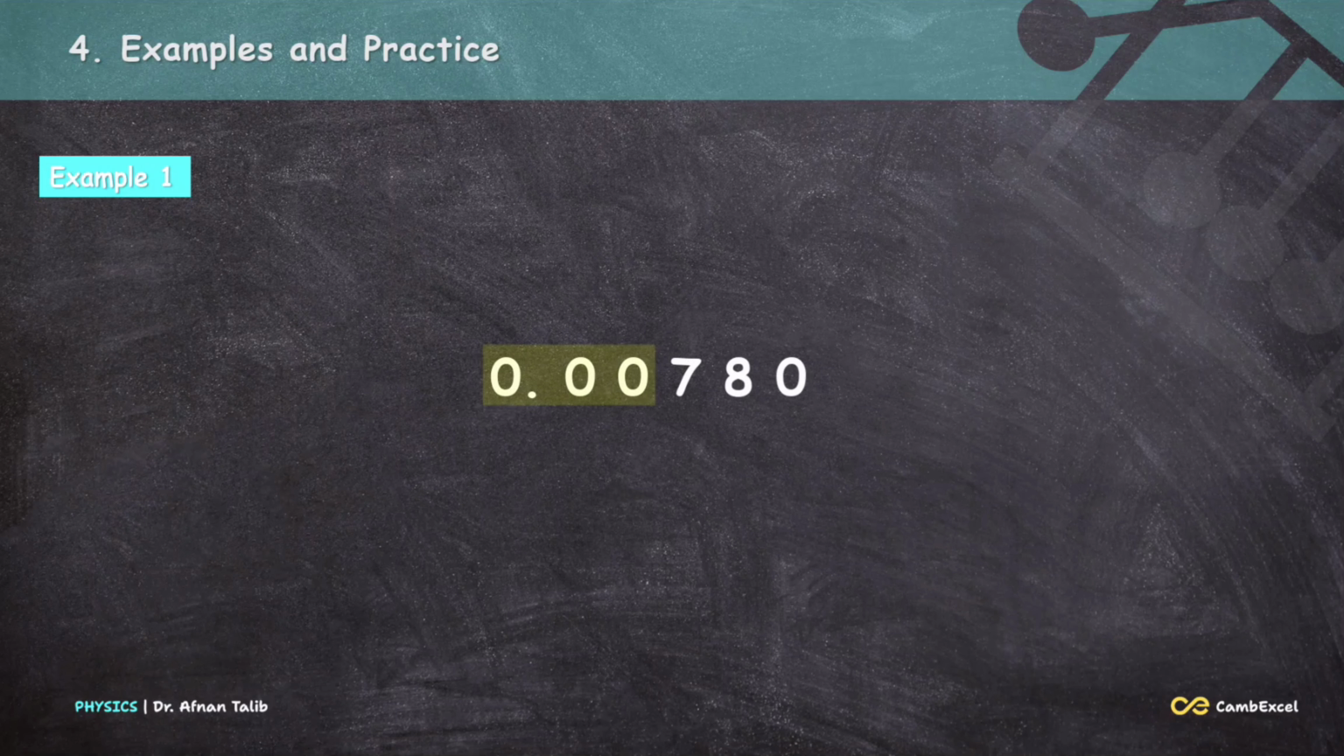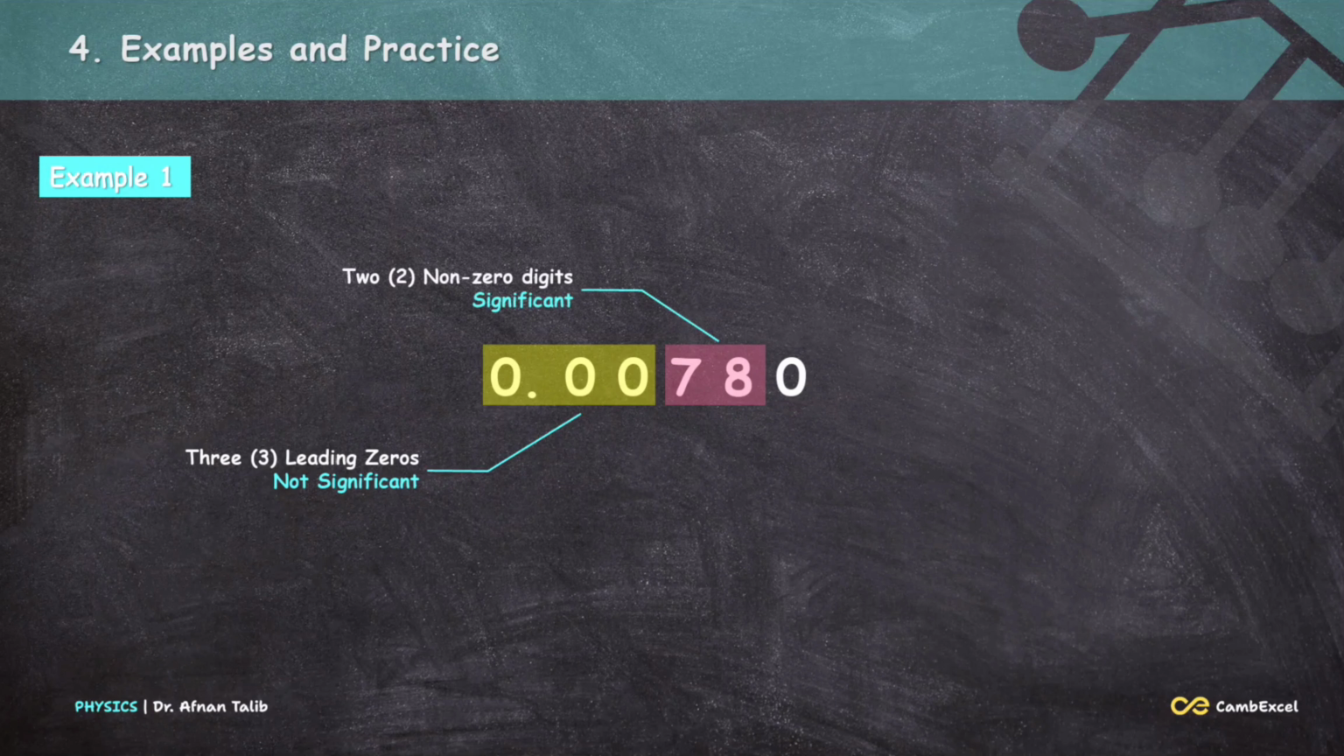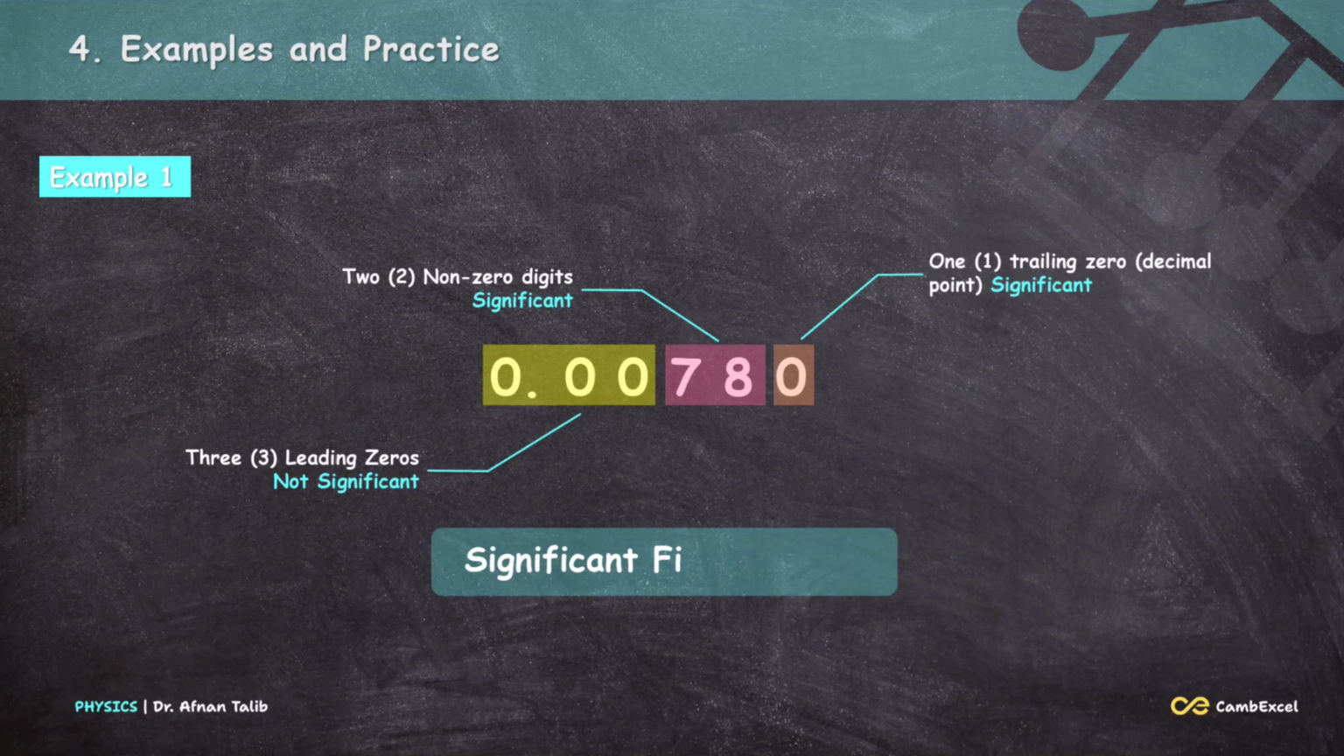But since we have 3 leading zeros, according to rule number 3, they will not be considered as significant. While we have 7 and 8 which are non-zero digits, so according to rule number 1, they will be considered as significant, as always. And we have a trailing zero which will be considered as significant because this number comprises a decimal point. So in total, the number of significant figures will be 3.